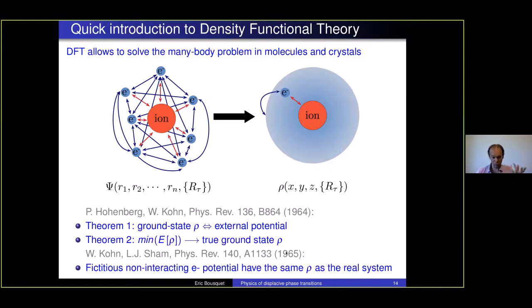It is really a theory in the sense that you have theorems that are proved mathematically. There are 2 main theorems of density functional theory, made by Hohenberg and Kohn, that were published in the 60s. The first theorem says that there is a one-to-one direct correspondence between the potential in which the electrons are placed and the ground state density. What does it mean?